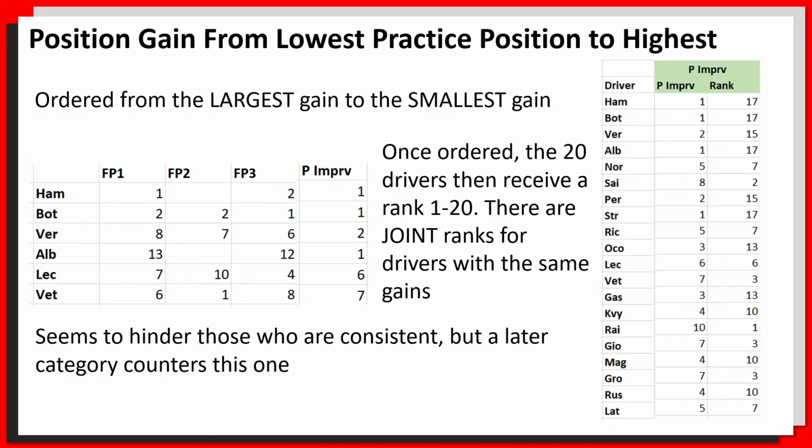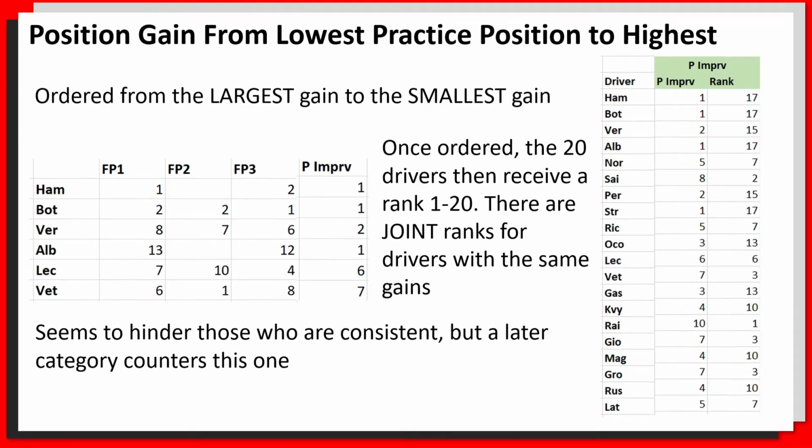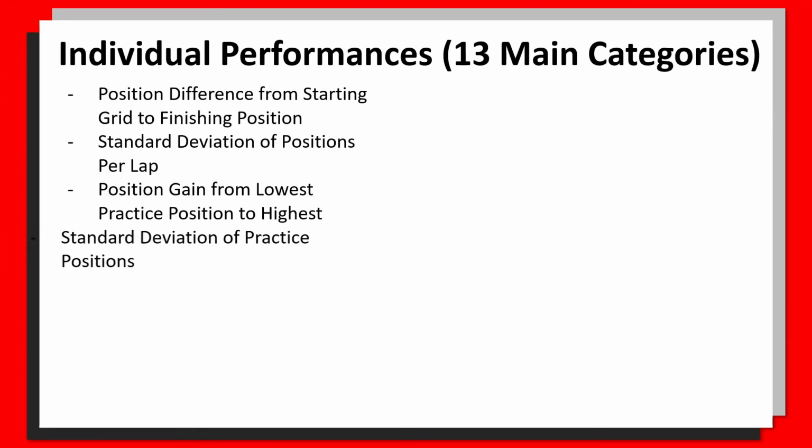We can pull this up here and we can see that Hamilton, Bottas and also Albon receive a joint rank of 17 as they only improved 1 position from their worst position to their best, whereas Kimi Räikkönen improved by 10 positions from his worst to his best and received a rank of 1. However, to counteract this possible unfairness of this category, we move on into category number 4 of today's episode, and that is your standard deviation of practice positions.